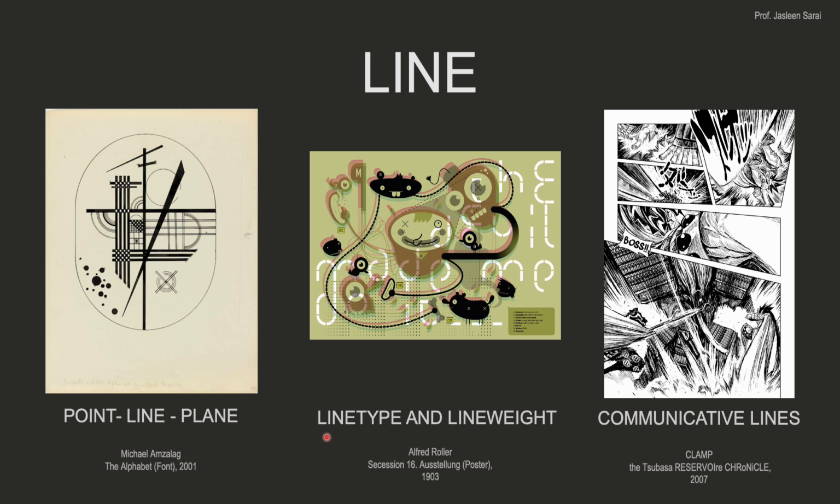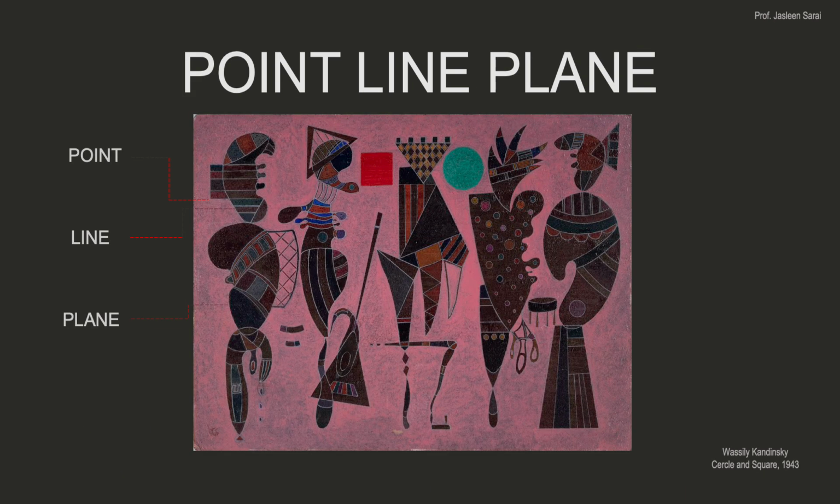Line types are different types of lines. Line weights are different thicknesses of lines. And then communicative lines are ways of using lines to communicate ideas. So we're going to start with point, line, plane.